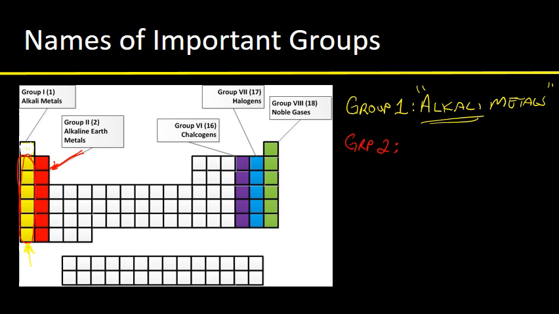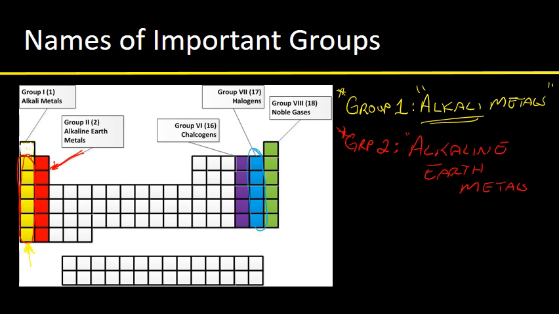All right, the second group, group 2 here. These have a very similar name. These are called the alkaline earth metals. Okay. That's also important for you to know.